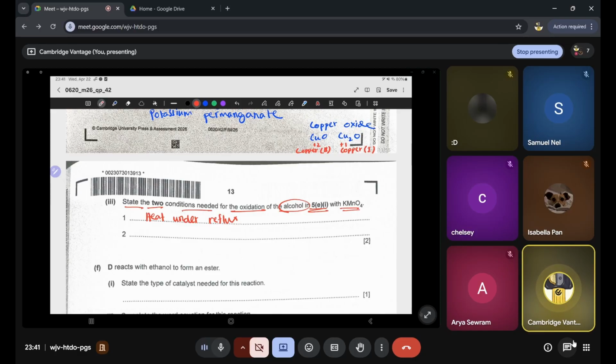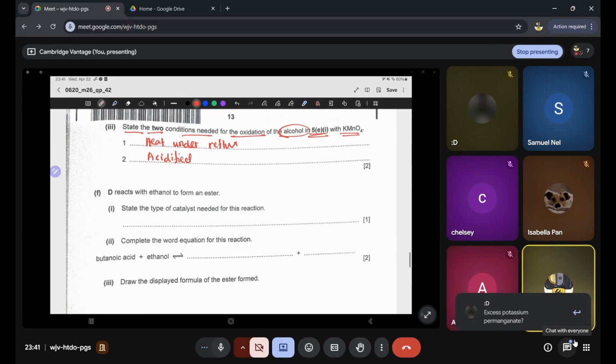And in that case, what should be the second condition? Can anyone else answer? In the presence of an acid, or you could write acidified. Both are fine. I would just write down acidified and save time. And it's not excess potassium manganate, rather it's acidified potassium manganate. That's the important part over here.